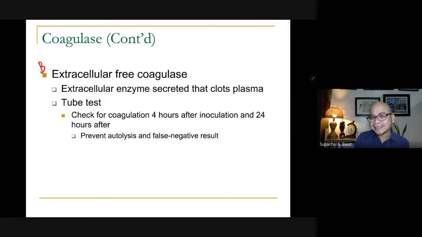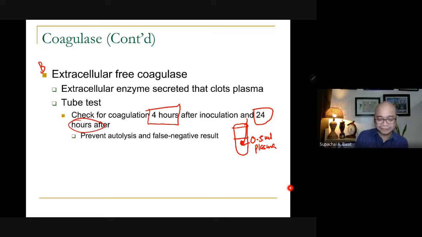The tube method is slightly more complicated than the slide method. If you remember, in the slide method, all you have to do is add organisms onto the slide with plasma. But for the tube method, you have to add about 0.5 ml of plasma, and then you add a loopful of organisms and check for coagulation for 4 hours. And after 24 hours, you have to look again. The reason why we do not check beyond 24 hours is to prevent autolysis, and this will result in a false negative result.